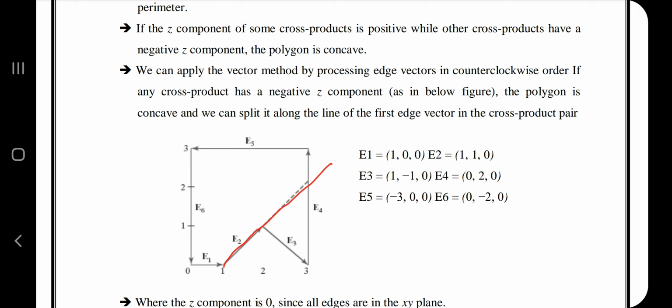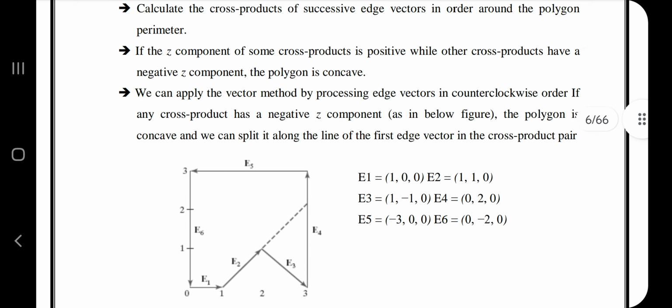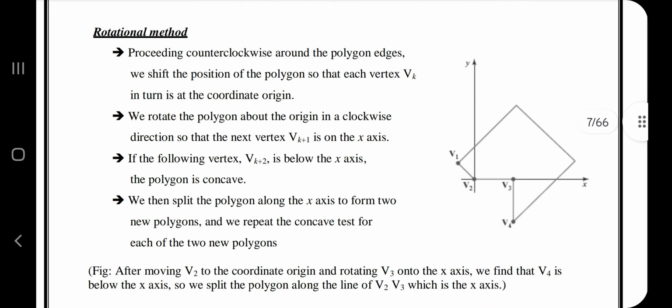So in this case we will extend this edge till here. When we extend this edge till here, this is one of the polygons which is getting formed, and this is another polygon which is getting formed. Like that we will be splitting the polygon into two polygons. Then we have the rotational method.